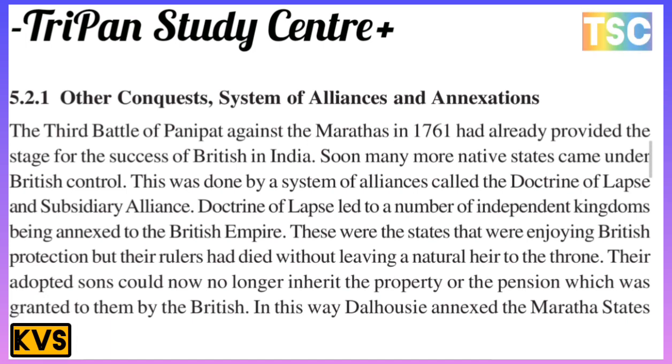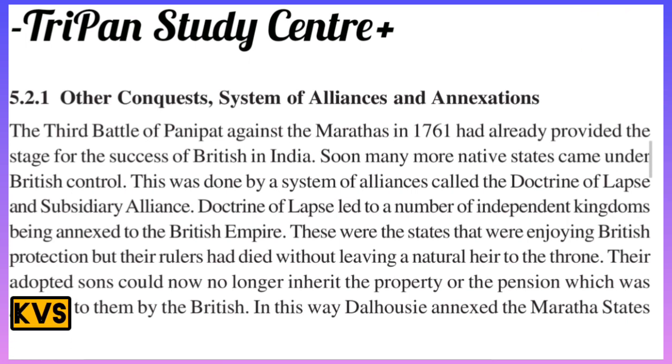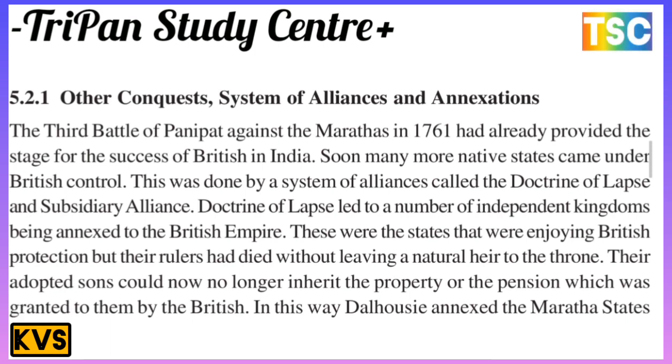This was done by a system of alliance called the doctrine of lapse and the subsidiary alliance. The doctrine of lapse led to a number of independent kingdoms being annexed to the British Empire. These were states enjoying British protection, but their rulers had died without any natural heir to the throne. Their adopted sons could no longer inherit the property or the pension granted to them by the British.